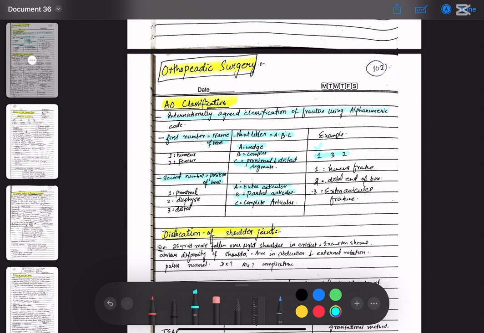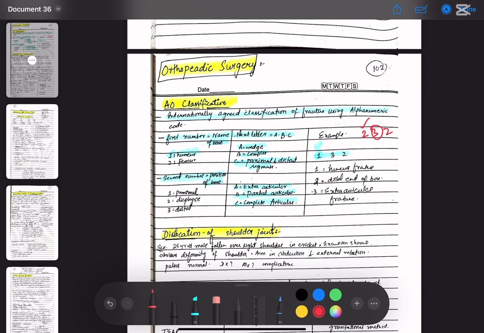So this is an example, 1, 3, 2. So 1 is the name of the bone. For 1 we have the bone humerus. If it was, let's suppose, 2, that is 2, 3, 2, then this 2 is femur. Okay, now the second number is 3. So 3 tells us the position of the bone.